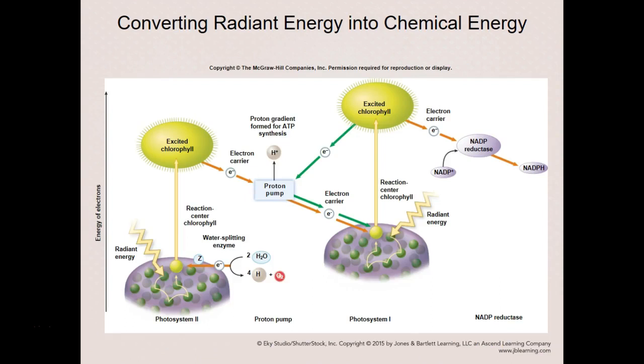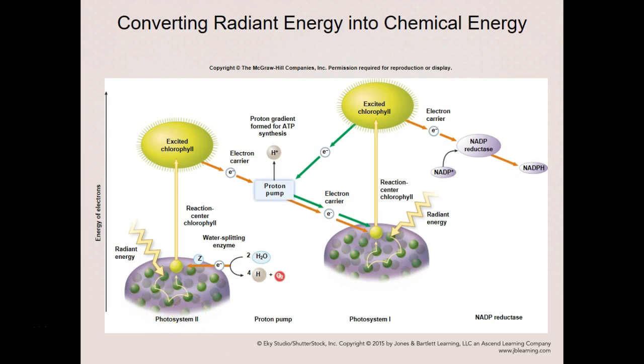So here is non-cyclic photophosphorylation, and we can also see the cyclic photophosphorylation. Here we have photosystem 2. It takes in the rays of sunlight, and it activates the electrons. So it energizes the photosystem.